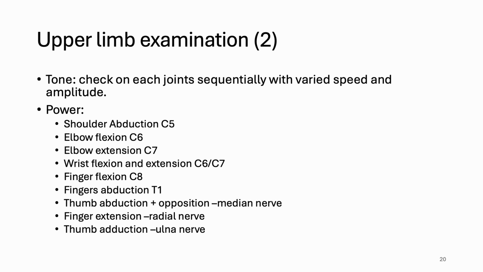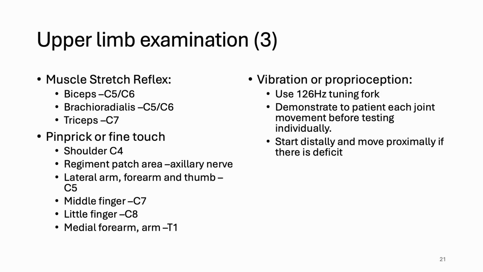You should additionally check for thumb abductions and appositions, which is innervated by the median nerve, finger extensions innervated by the radial nerve, and thumb adductions innervated by the ulnar nerve. Next, you would examine the muscle stretch reflex at biceps, brachioradialis, and triceps. And of course, you should compare both left and right at each level.